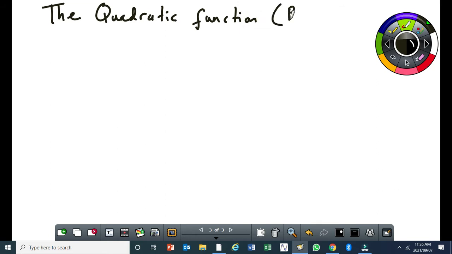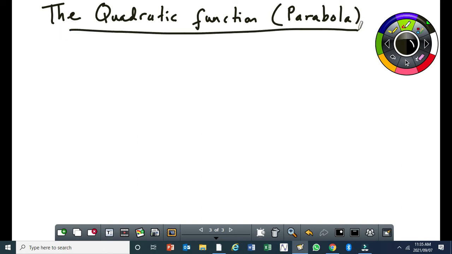It is also called the parabola. Okay, quadratic function is also called the parabola. Now, the way that I'm going to teach it, I'm going to talk about each of the general forms one by one. Okay, there are three, but there are two main ones.